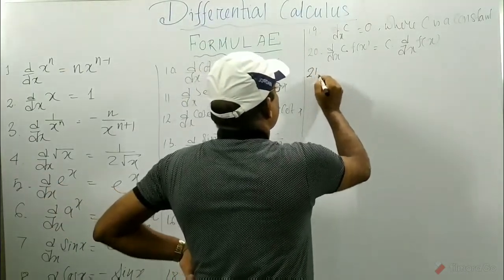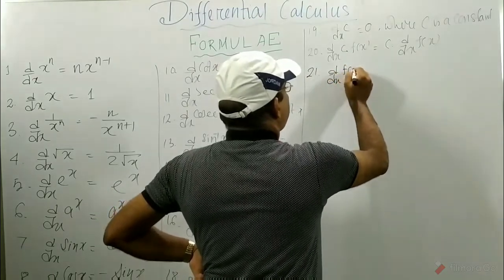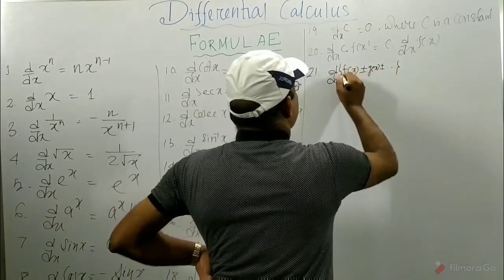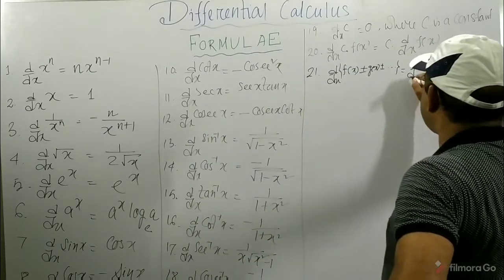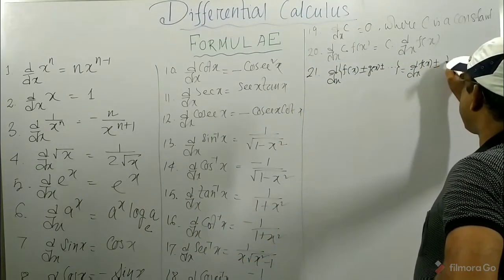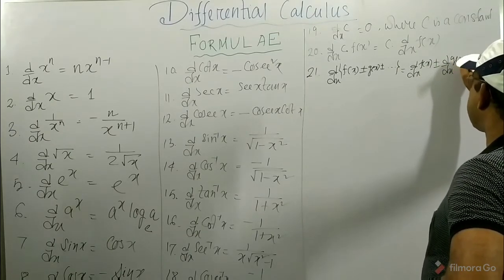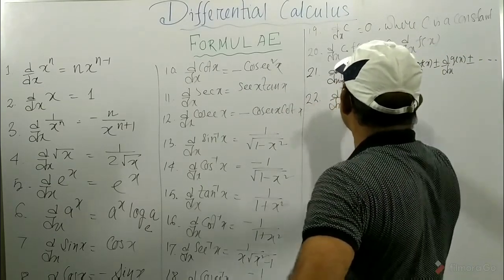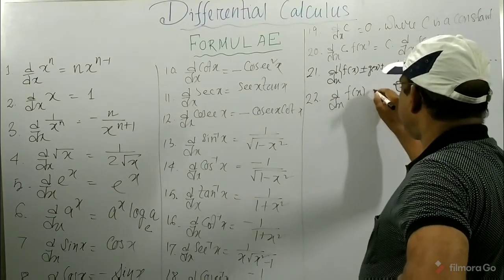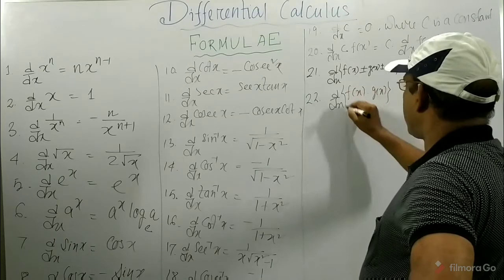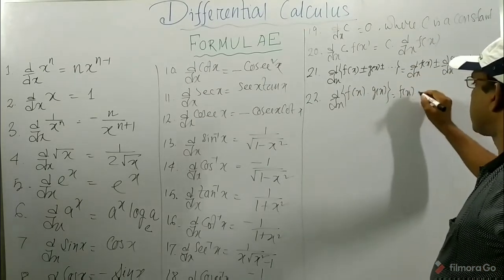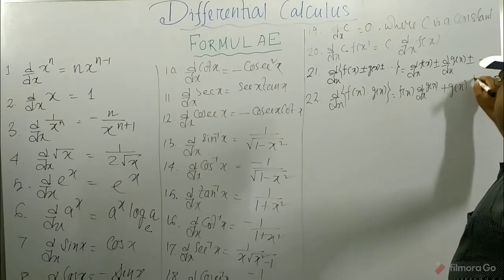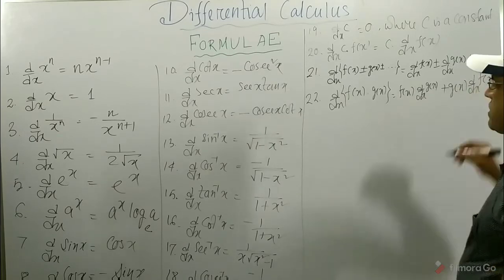So 21, d/dx of f(x) plus minus g(x) plus minus and so on. If we have several functions, then it is d/dx of f(x) plus minus d/dx of g(x) plus minus and so on. Number 22, d/dx of f(x) into g(x), that means the product rule. This is f(x) d/dx of g(x) plus g(x) d/dx of f(x).